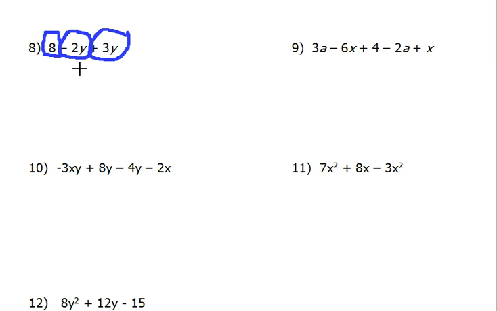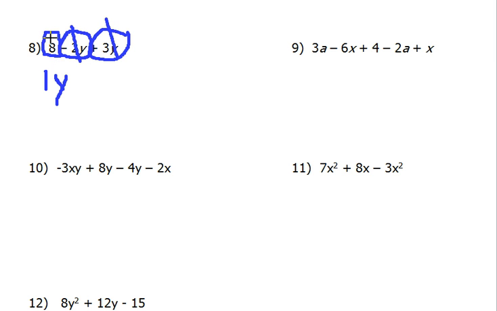Now I'm ready to simplify this expression. In my calculator, I would press negative 2 plus 3, and I'd get 1, and that's a positive 1, so I put 1y. I don't need to put a plus sign here because this is at the beginning of the expression. If I don't see a sign here, it's always assumed it is positive. I've taken care of these two terms. I've got this 8 left over.